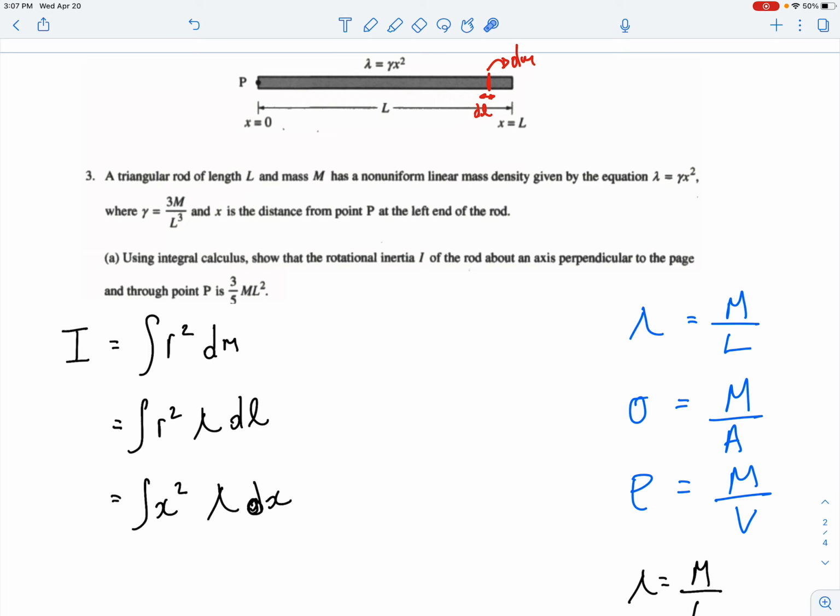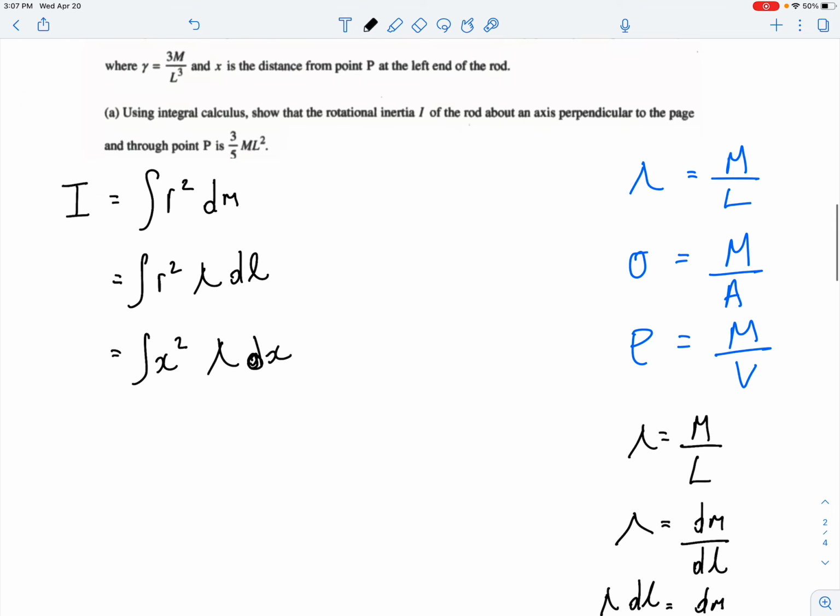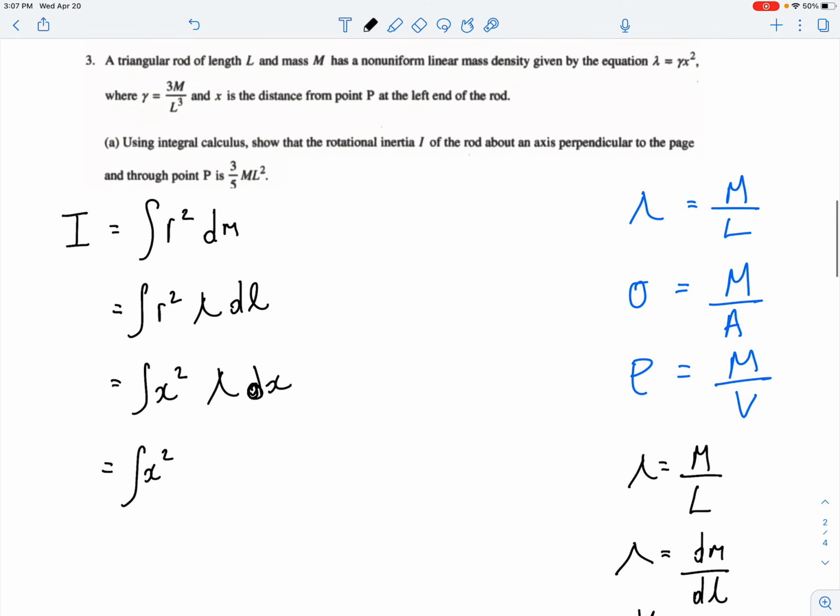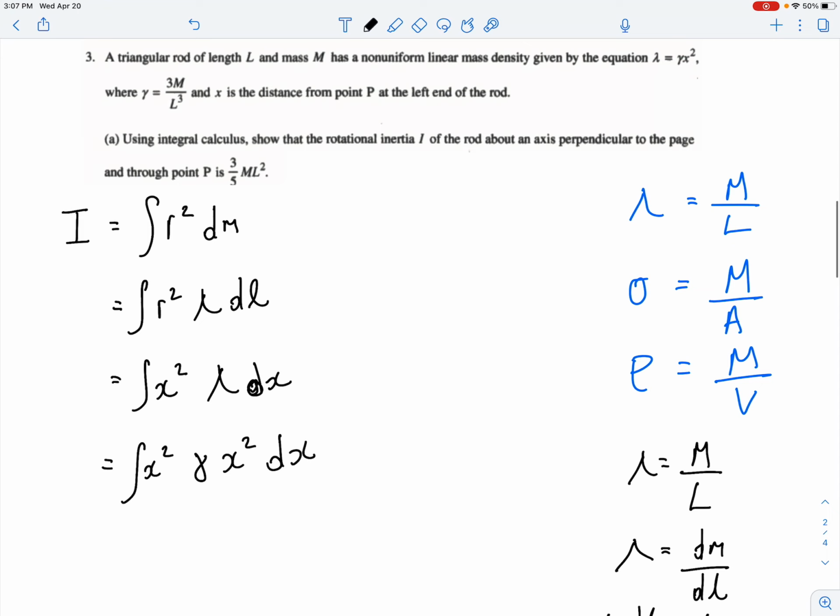So now, because they told you what lambda is, you have to insert what lambda is. It's gamma x squared. So we get gamma x squared dx. All right, cool. See that?